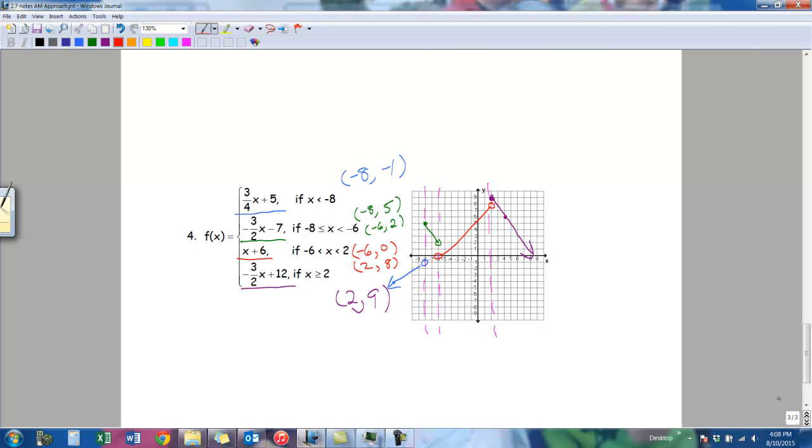Hopefully you got something that looks like this. Check your blue one. I know it was off the graph a little bit. Make sure your line is going the right way. The rest of these should have come out like this.